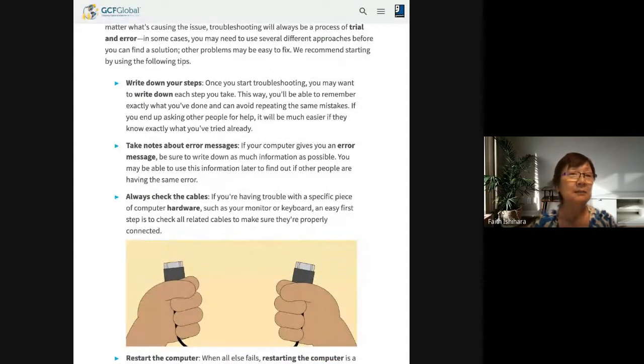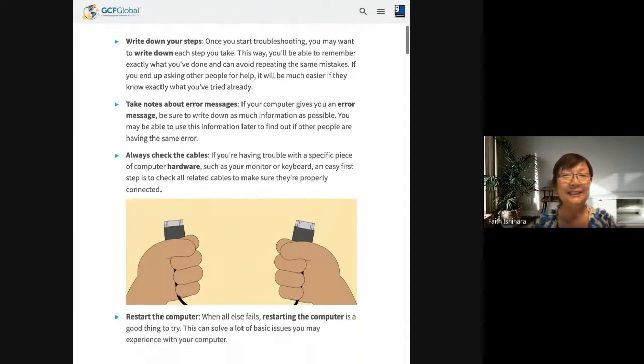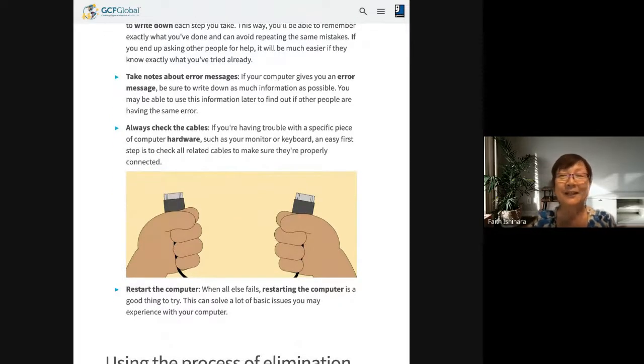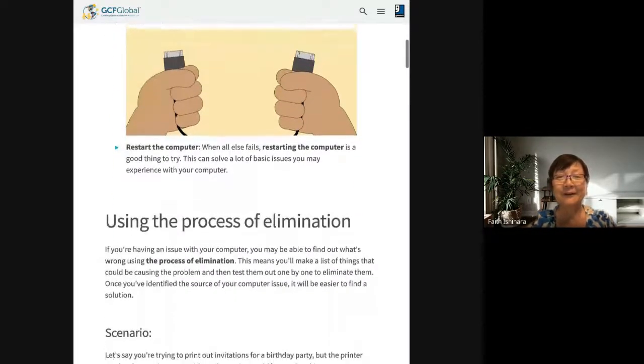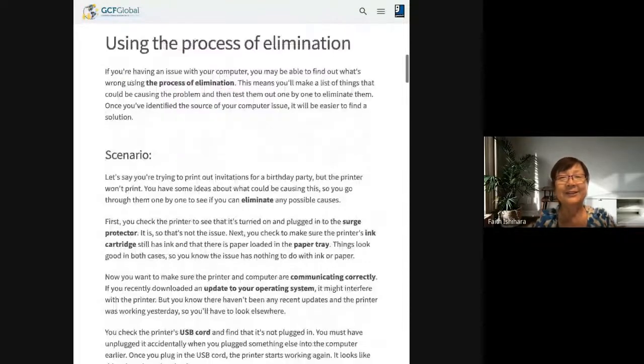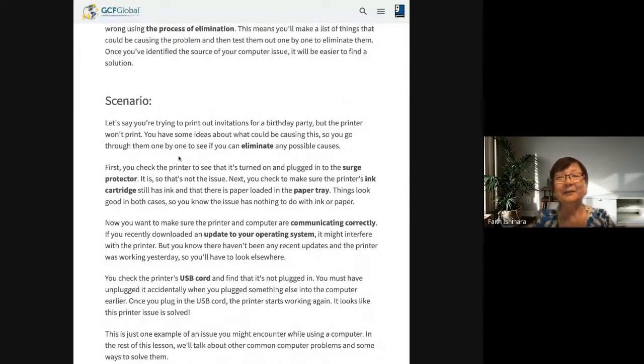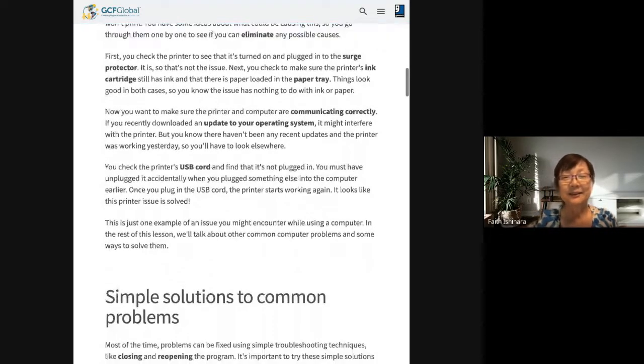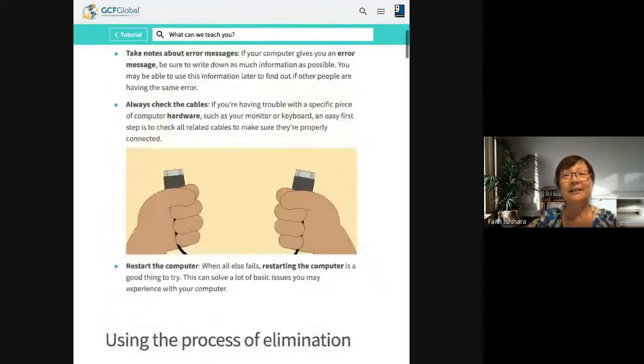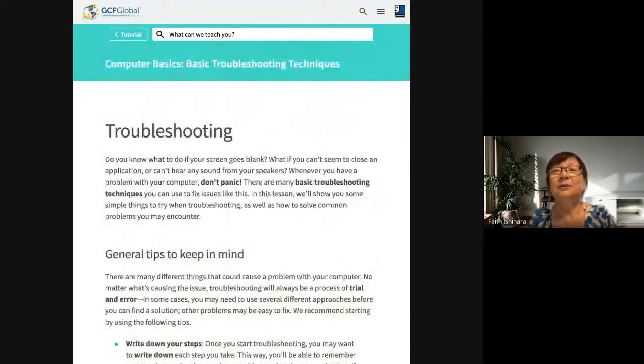And I think Janine said, or somebody said, taking a picture of the error message, because sometimes it's a lengthy message. Checking the cables, that's what our administrator did when our printer didn't work. And actually, here's a scenario about a printer that doesn't work and all the steps you might take to check it out and see what the problem is. So lots of handy, simple solutions to really common problems that we all encounter as we're troubleshooting.